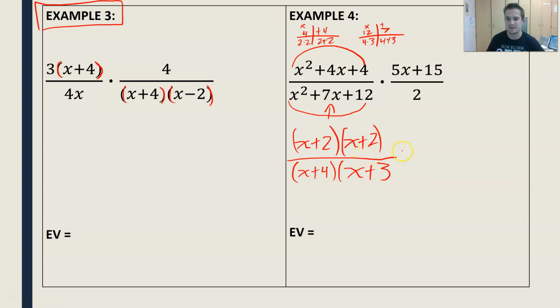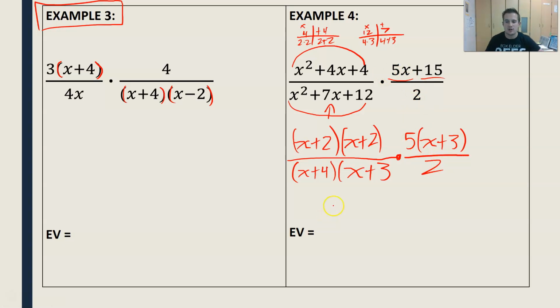Feel good about that? And that's being times by the second fraction. In this first section, is there a greatest common factor between 5x and 15? Well, indeed, I can take out a 5. When I take a 5 out of both of these terms, I'm left with x plus 3 divided by 2.